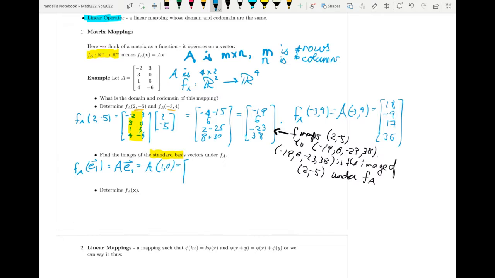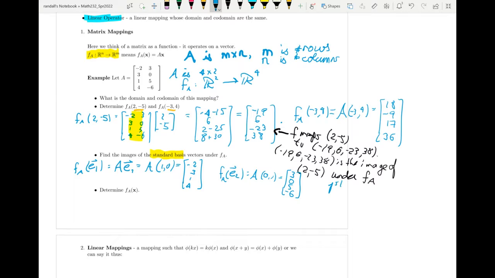And if you do that multiplication, you're going to see that because there's a 0 in the second component, you're just going to pull out the first column of A. And if you take the image of the second standard basis vector under this F, it's A times (0, 1). Because there's a 0 in the first entry, when you do the matrix multiplication, you get the second column of A. So this is an important observation. The standard basis vectors are picking out, and you've seen this in the textbook, columns of the matrix A.